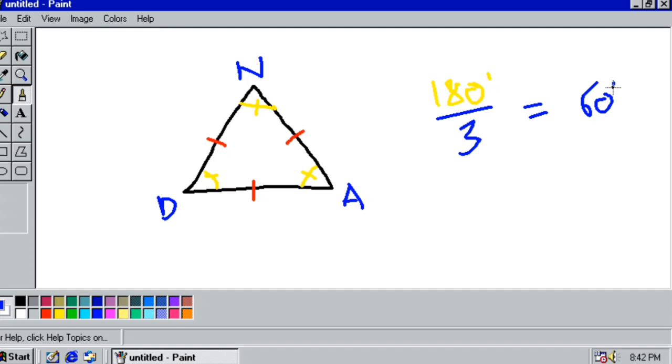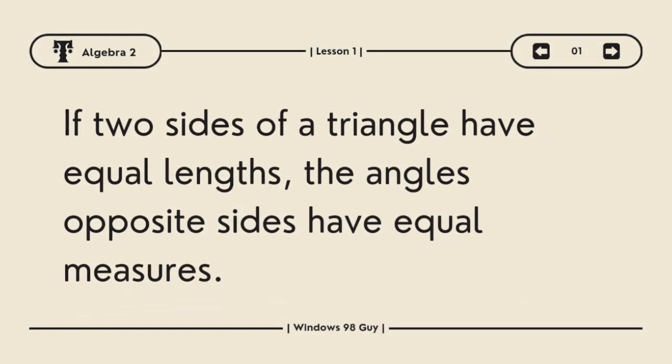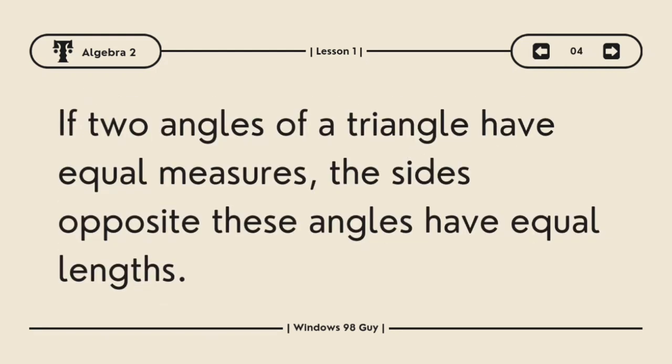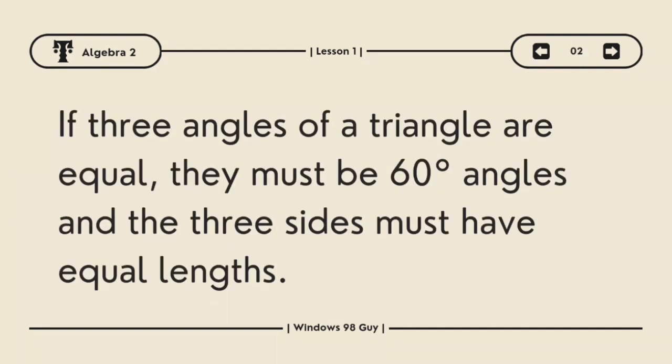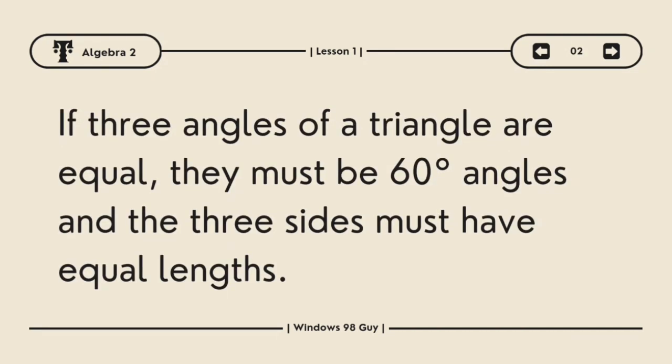Let's summarize what we have learned today. Let's put that in the following slides. If two sides of a triangle have equal lengths, the angles opposite these sides have equal measures. If two angles of a triangle have equal measures, the sides opposite these angles have equal lengths. When the three sides of a triangle have equal lengths, all three angles are 60-degree angles. If the three angles of a triangle are equal, they must be 60-degree angles, and the three sides must have equal lengths.